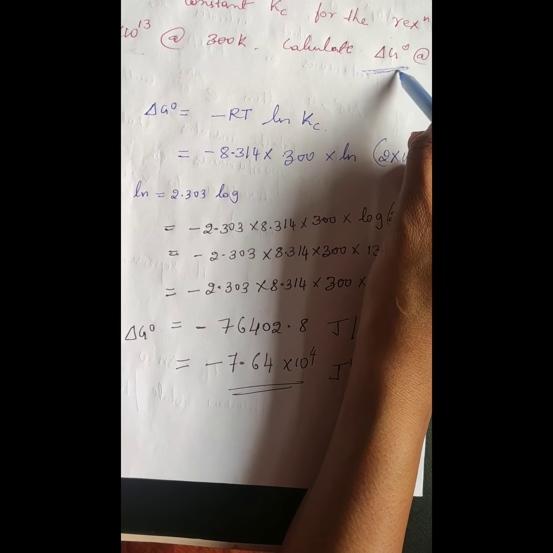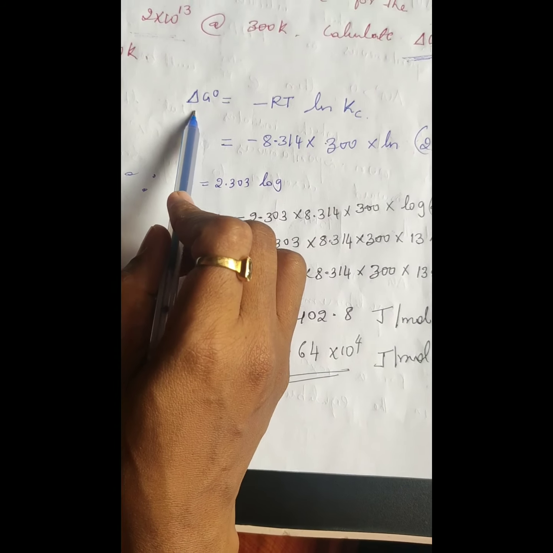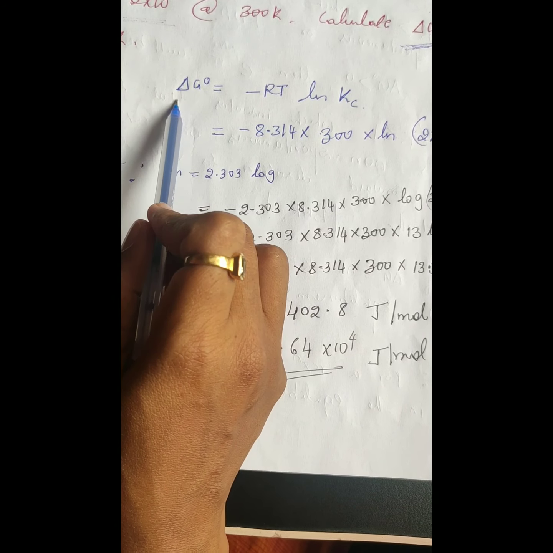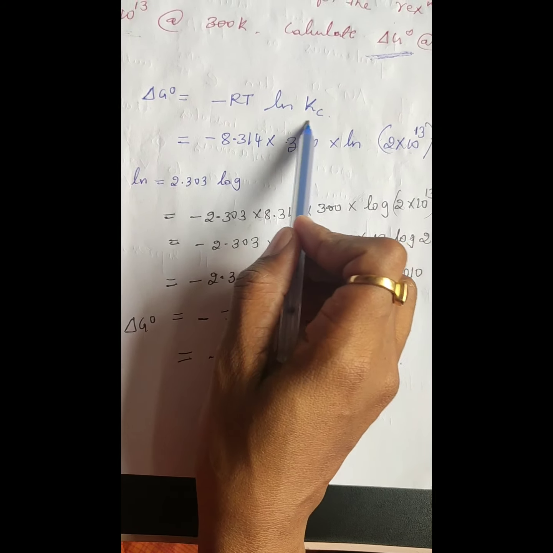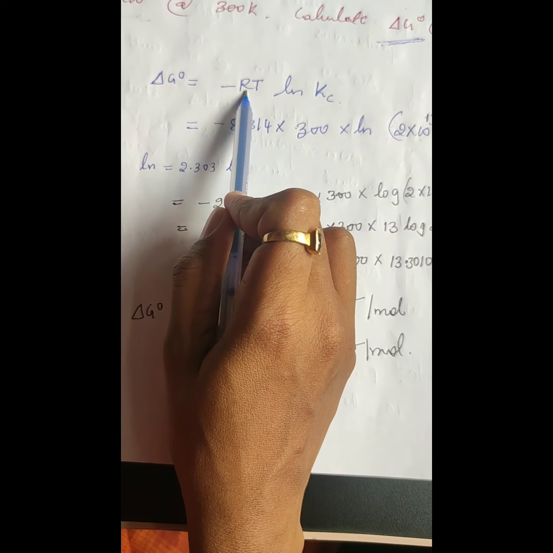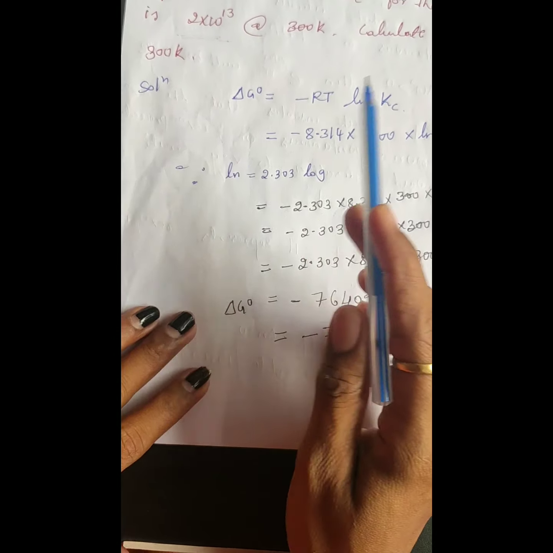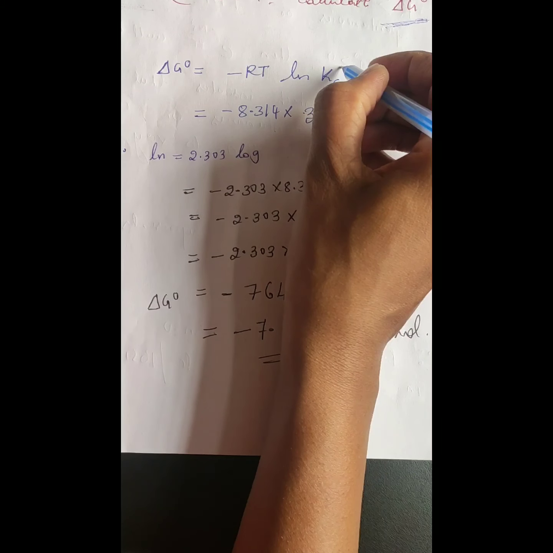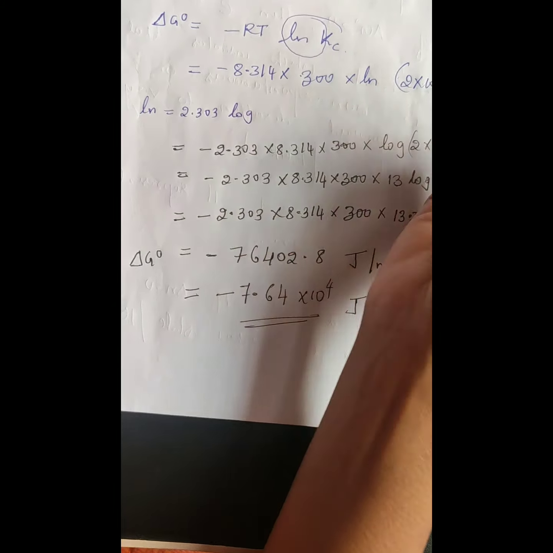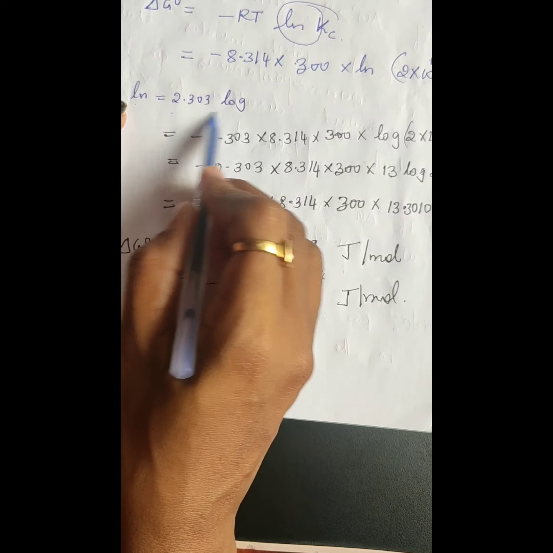So what do you have to calculate? The change in Gibbs free energy under standard conditions. The direct formula: delta G naught is equal to minus RT ln Kc. Because Kc is given, temperature is given, and R is a constant we know, we can directly substitute. But calculation including ln is difficult, so what I usually do is substitute ln as 2.303 log.